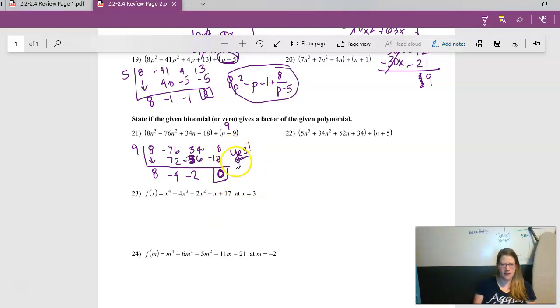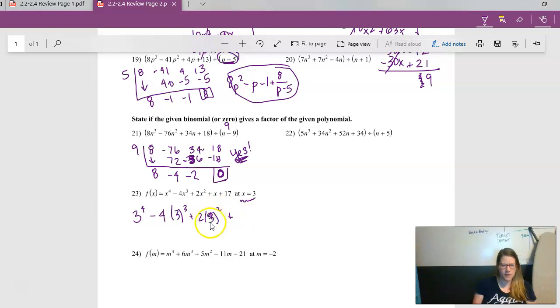It went evenly in. Okay, so do the same thing on number 22. On 23, it's giving it to us a little bit differently. It's saying, here's our function, and we want to know at x equals 3, is this a factor? This is the one where maybe you want to just plug in 3 everywhere there's an x. If it evaluates to 0, it would be a factor. If it evaluates to anything else, it would not be a factor. So you can do it that way, or you can use synthetic division again, whichever one you prefer.